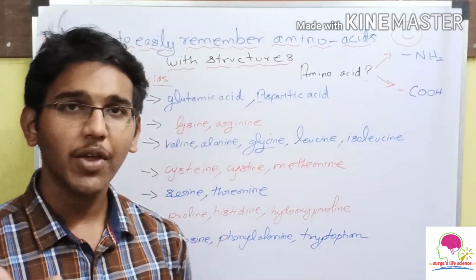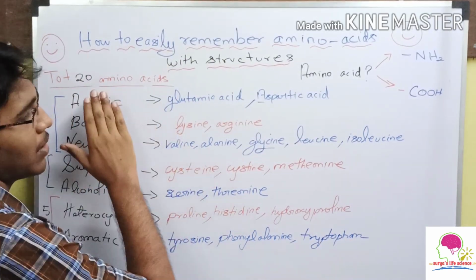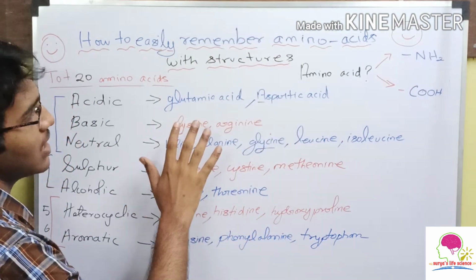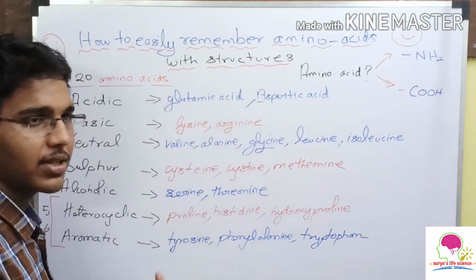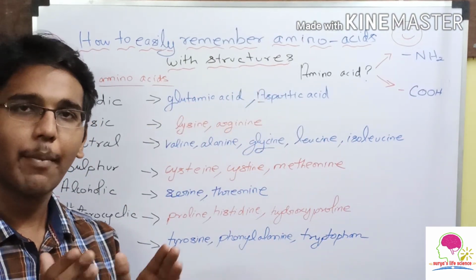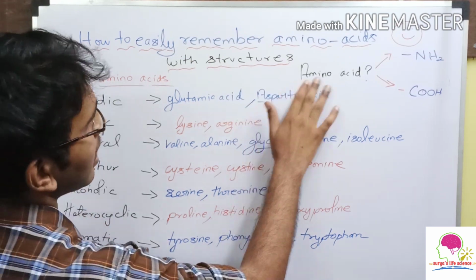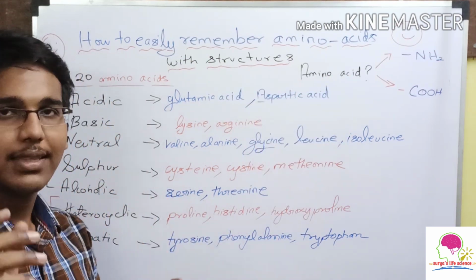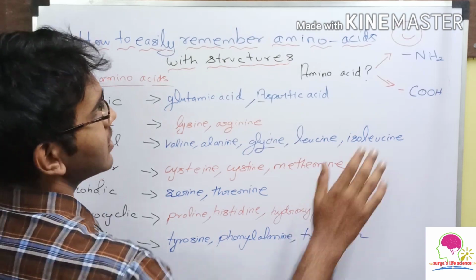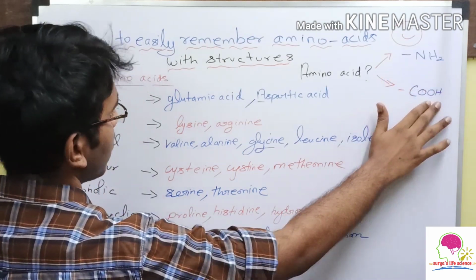Welcome to our channel. Today we are going to see how to easily remember the names of 20 amino acids with their structures. Before that, we need to know what an amino acid basically is. What is an amino acid? An amino acid is nothing but a molecule which contains both an amino group and a carboxylic group.